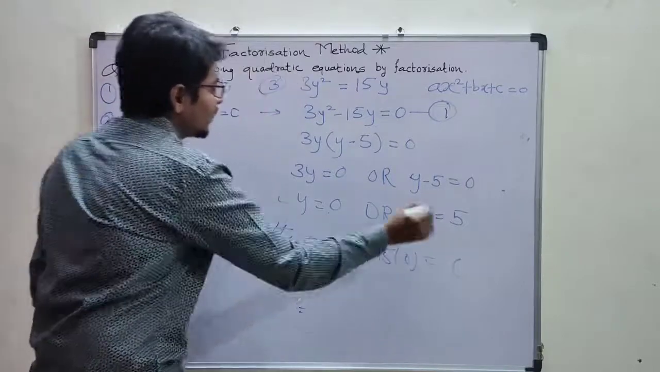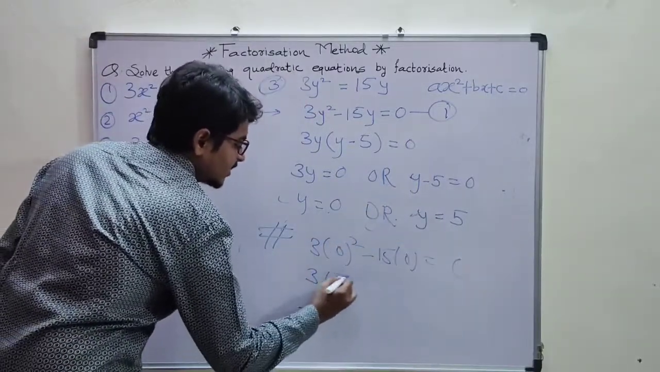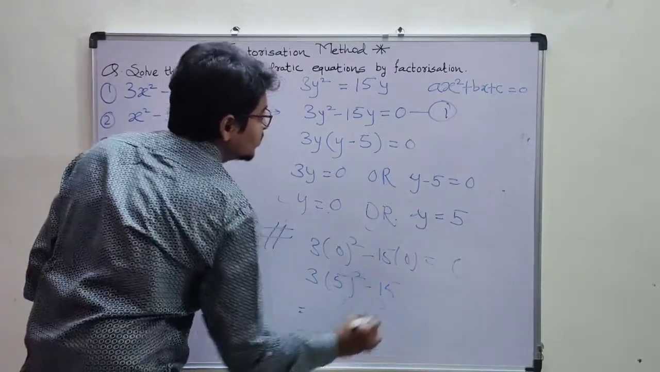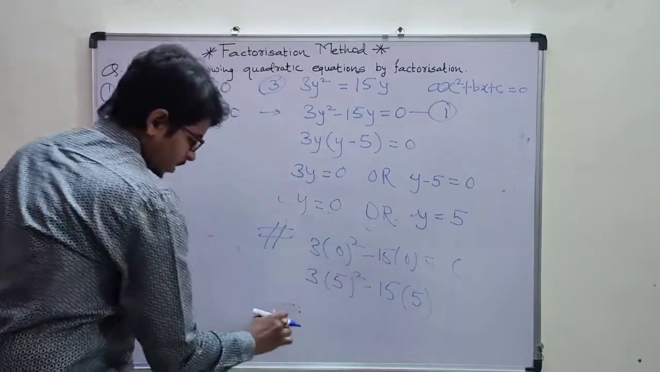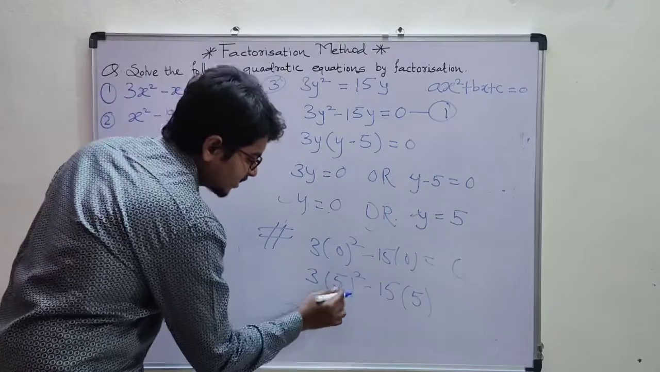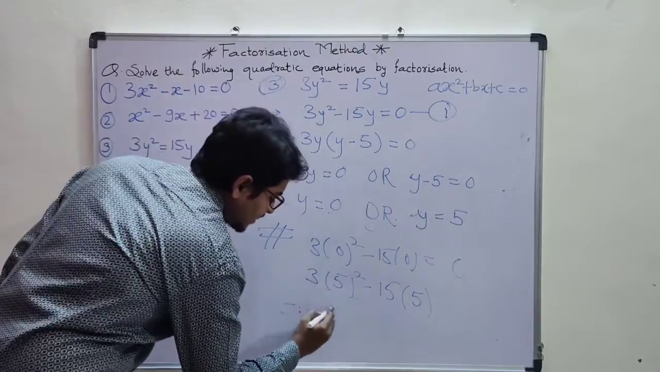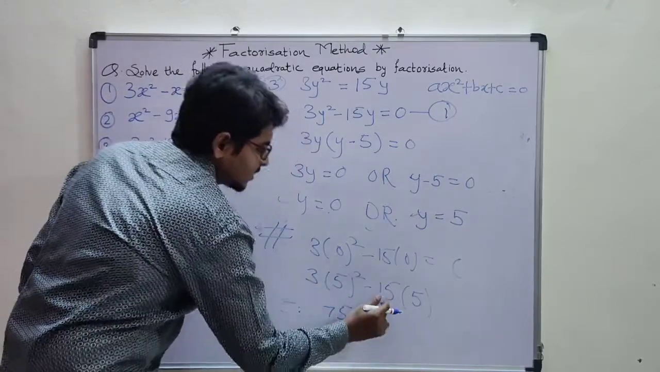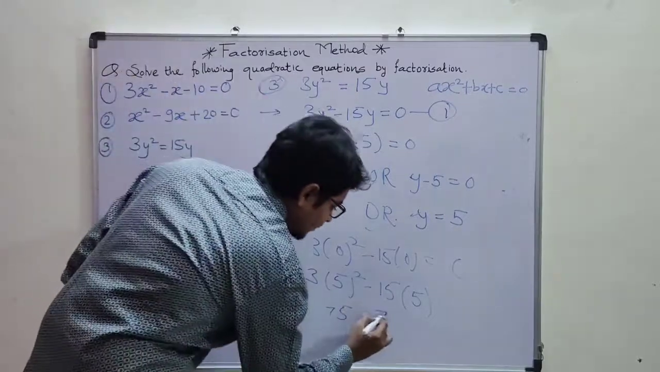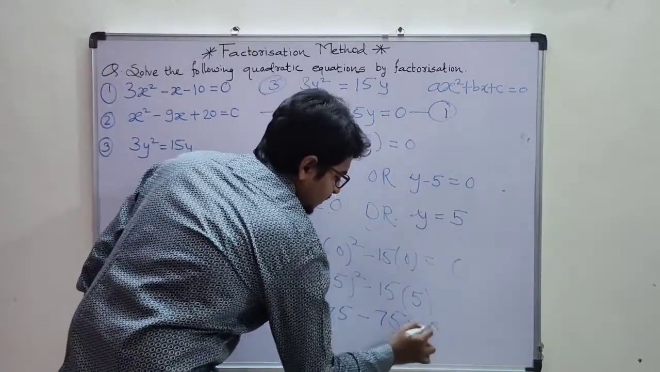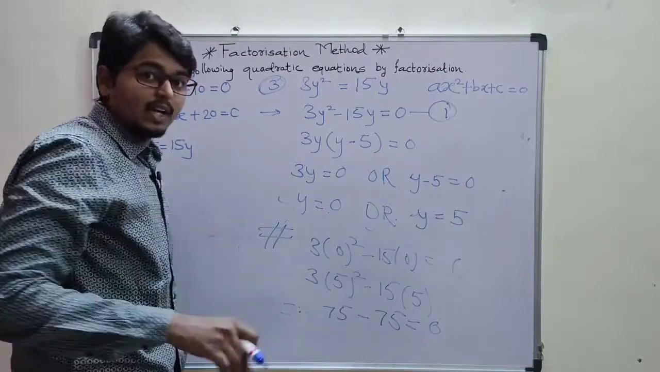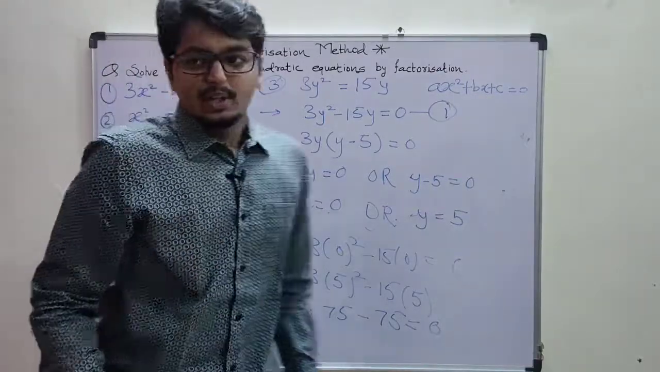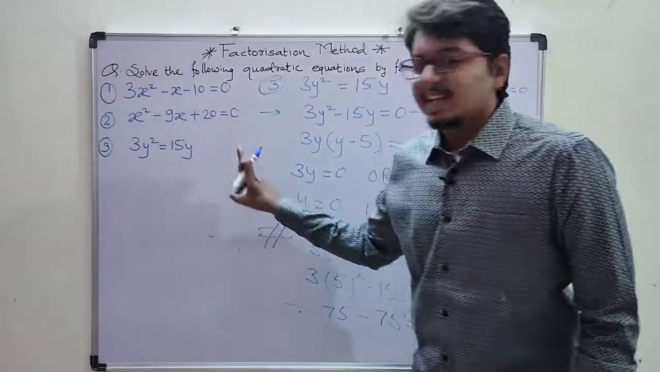And for 5, 3 into 5 square minus 15 into 5, which is equal to, square of 5 is 25 and 25 into 3 is 75, minus 15 into 5, again 75. So 75 minus 75 is equal to 0. Hence our answer is correct. In this way you can check your answer. So I hope you have understood all these 3 examples.